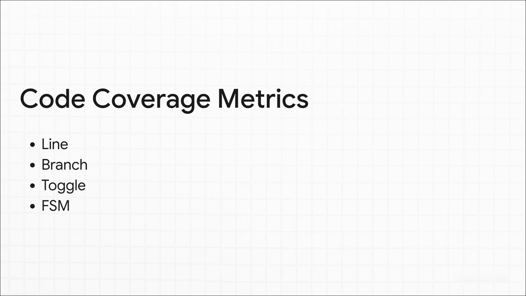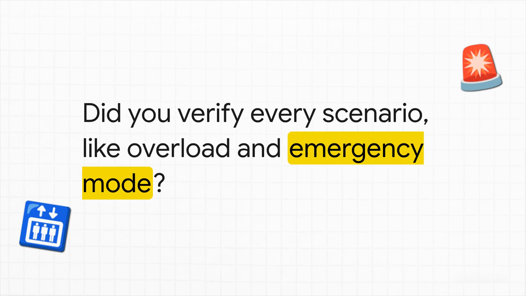Now, let's pivot to the second, and honestly, probably the more critical type, functional coverage. While code coverage checks if the code just executed, functional coverage checks if all the intended features have actually been tested. Let's look at an elevator controller as an analogy. Code coverage might tell you the elevator's basic logic ran. Great. But functional coverage asks the tough scenario questions.